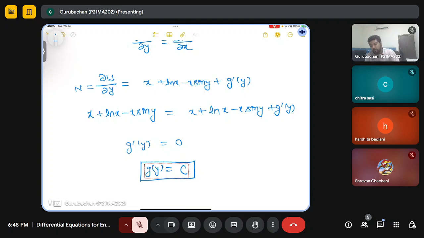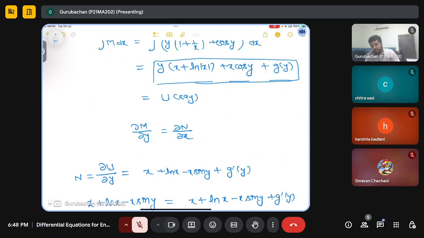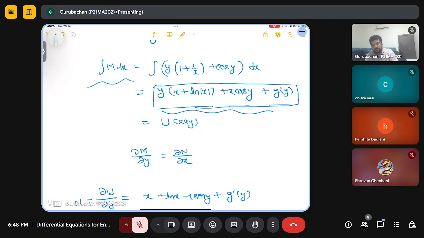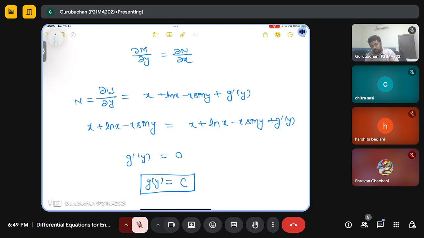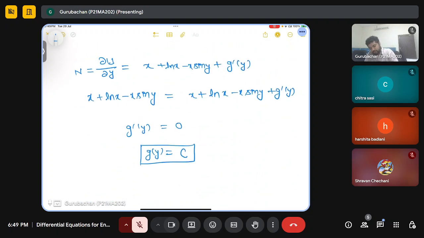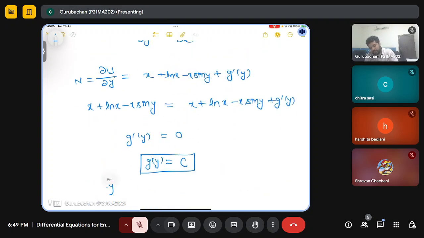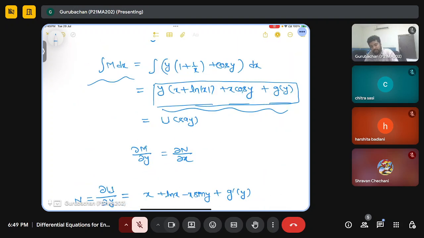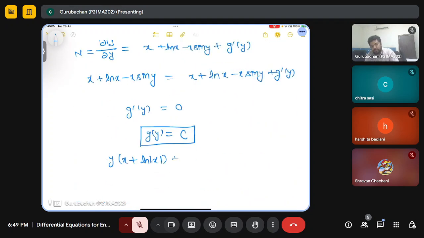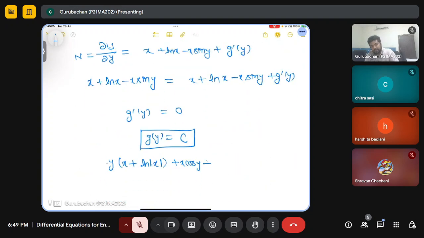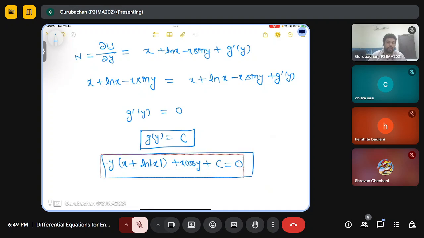Yes, sir. Okay. So if this is a constant, and this was your integral of M dx, correct? So put it in this value. So this will give you y into (x + ln|x|) plus x cos y plus c equal to 0. This will be your answer of the exact differential equation.